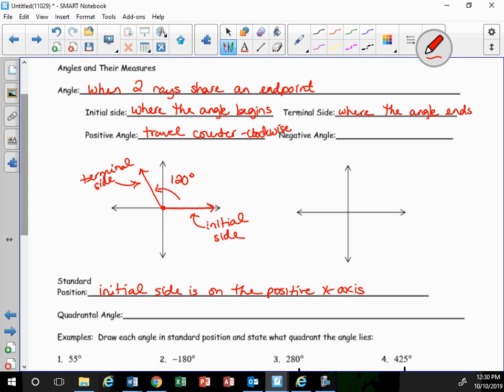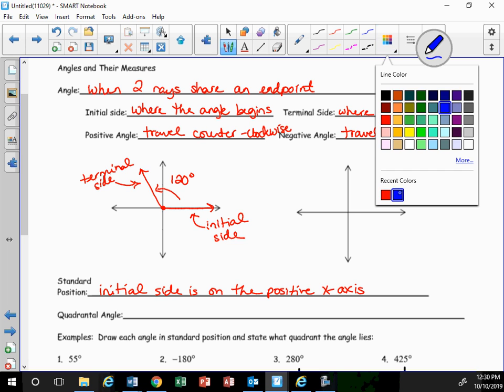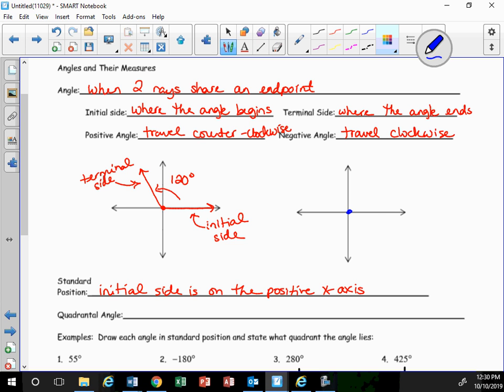So if for a positive angle we travel counterclockwise, what direction do you think we go for a negative angle? Clockwise. Clockwise, good. So we'll do one of those over here. So there's my initial side again. Terminal side. I'm going this direction. That's negative 120 degrees.